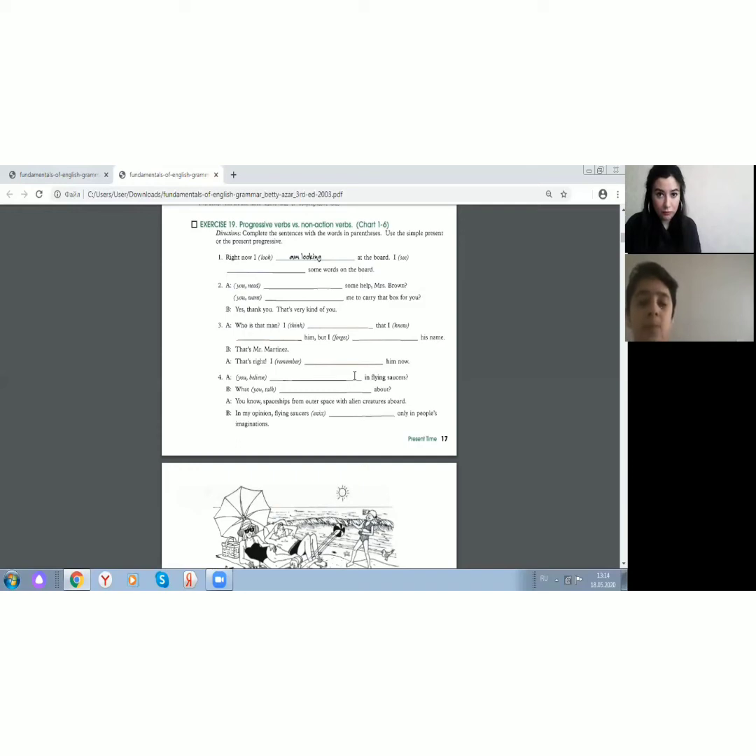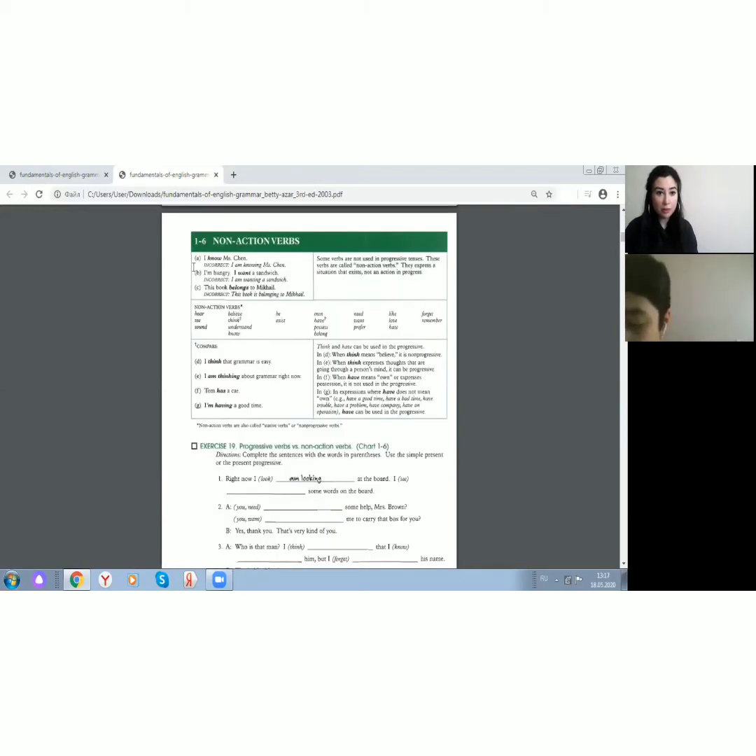Okay. Right now, I'm looking at the board. I see some words on the board. Sometimes we call non-action verbs state verbs as well. So why do we call them state verbs? If the word doesn't express any action, then it has a different meaning. In this case, we can speak about state. So if they don't express any action, but they might express state, that's why sometimes we call them state verbs as well.